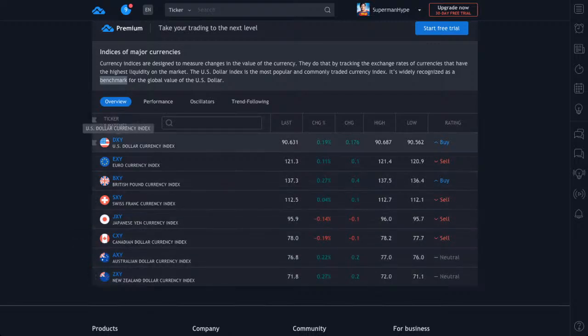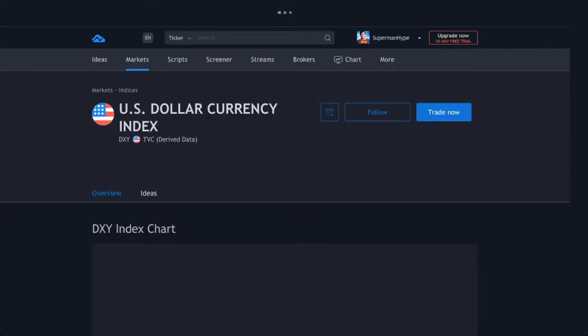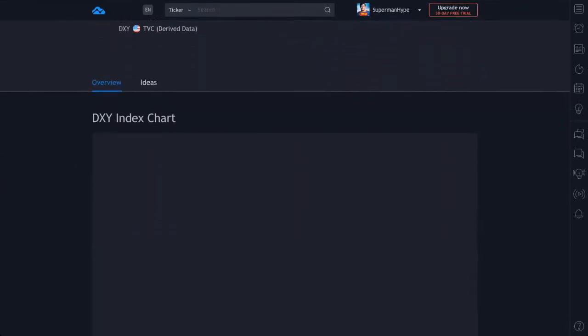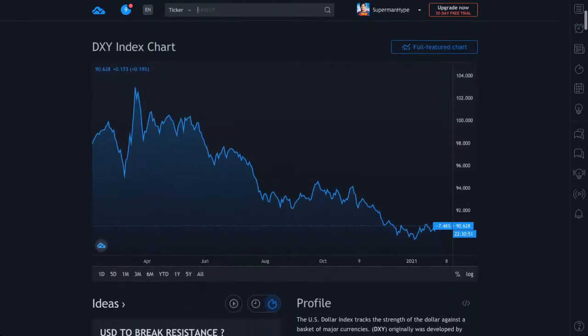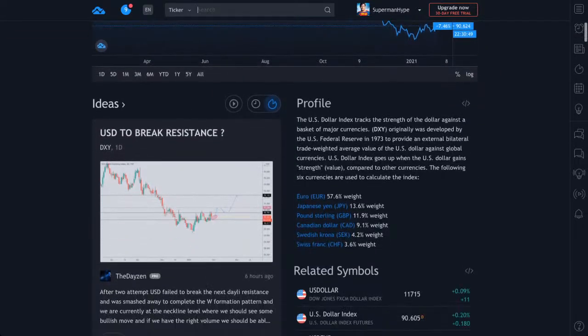And let's go for the DXY one and check this out. Obviously it's got the biggest liquidity, meaning the biggest volume being traded through there. Let's have a look at that. So that's actually on the decline lately. And here it goes. The US dollar index tracks the strength of the dollar against a basket of major currencies. So that's what we mean by an index, that it's got a basket of currencies it's trading against.